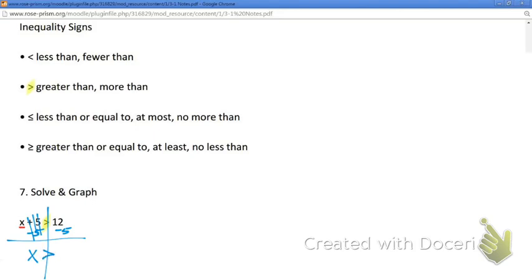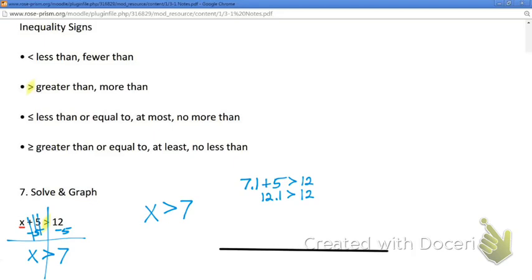5 minus 5 is 0, so I'm left with x is greater than. The greater than sign stays right in the middle there. And then 12 minus 5 is 7. So that's my answer. x is greater than 7. So any number greater than 7 is going to, when you add 5 to it, be bigger than 12. Now, when I say any number, I don't just mean whole numbers. I mean 7.1 is bigger than 7, right? So 7.1 plus 5 is going to be greater than 12, because 7.1 plus 5 is 12.1, and 12.1 is greater than 12.